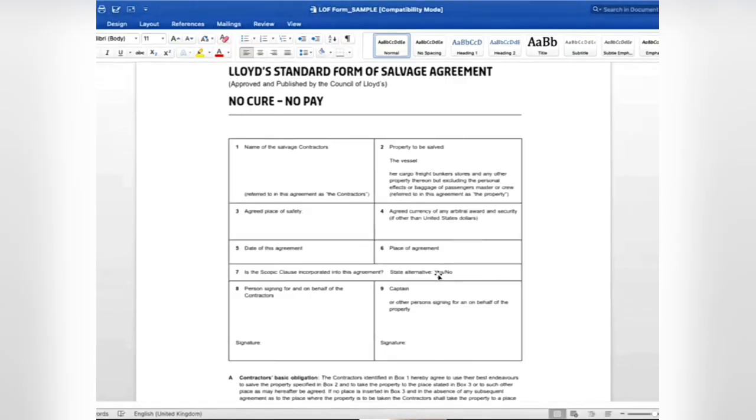One was signed between your Suez Canal Authority and the master. Why? Because the tugs and the manpower was provided by the Suez Canal Authority.